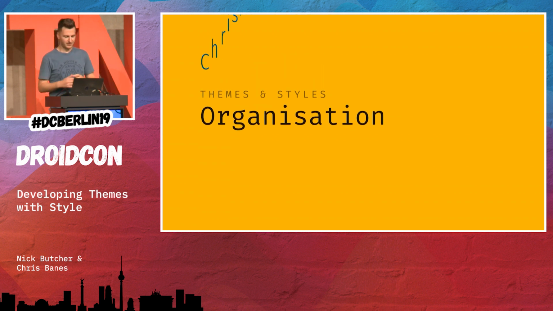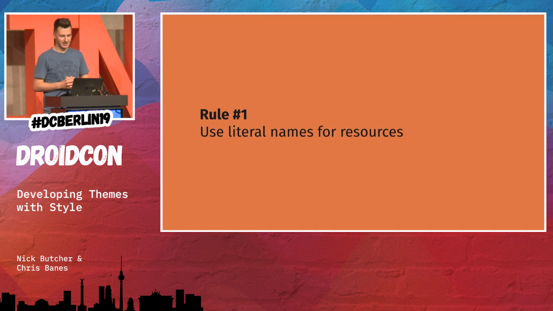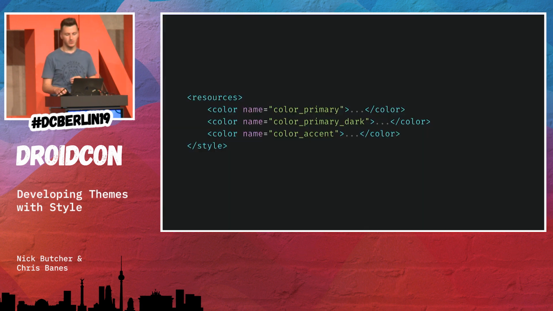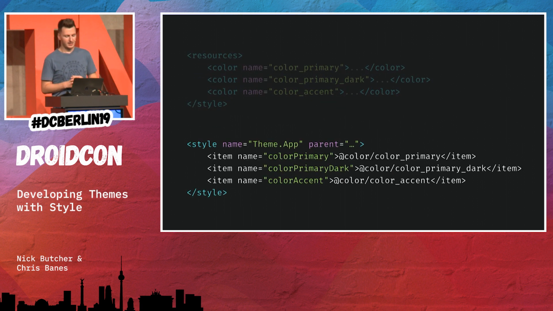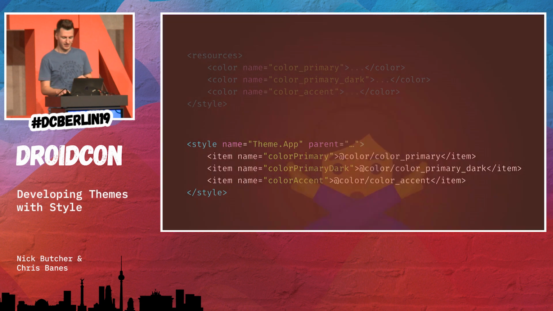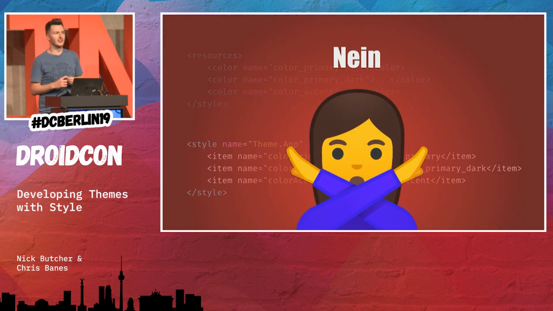So here we have my opinionated rules on organization. There are 4 rules. The first one is to always use literal names for resources. So here we have some color resources. And I think these are actually even given to you in the default template in Android Studio. So you have colorPrimaryDark, whatever it is. And then you're going to reference these in your theme, pointing the attributes of the same name to that color. Well, that's not a very good idea.